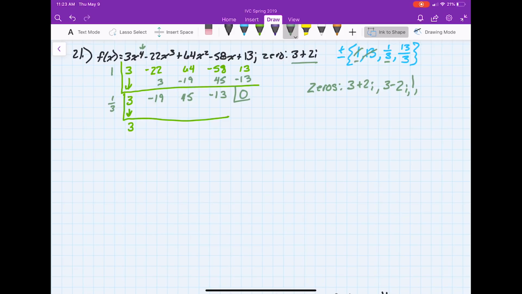So 1/3 of 3 is 1. And so that's going to give us negative 18. 1/3 of negative 18 is negative 6, which is going to give us 39. And 1/3 of 39 is going to give us 13. And lo and behold, we have another 0. So 1/3 is one of our zeros. So we found 4 zeros, and our degree is 4. There's no way that we can have any more, so we're done.